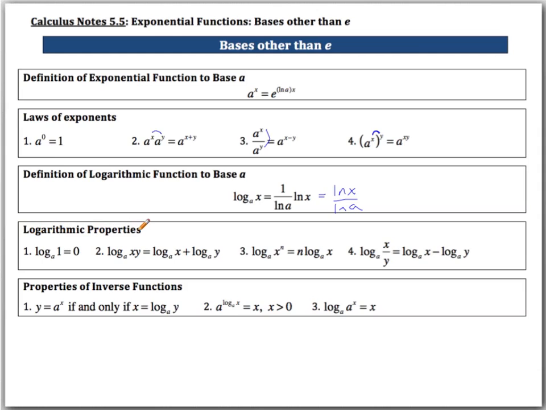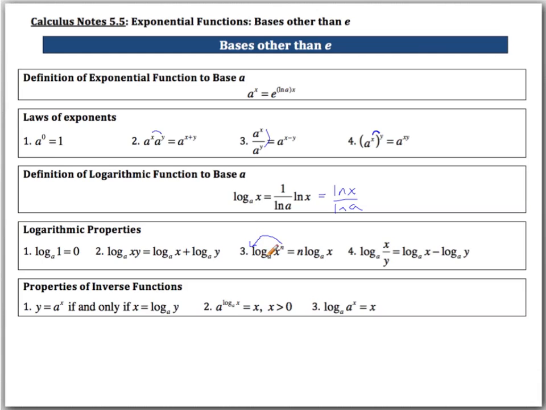Now, some logarithmic properties. Log base a of 1 is going to equal 0. Log base a of x times y equals log base a of x plus log base a of y. So that's very similar to the natural log property that we were looking at before. Log base a of x to the n equals n times log base a of x. So again, that's the same also.